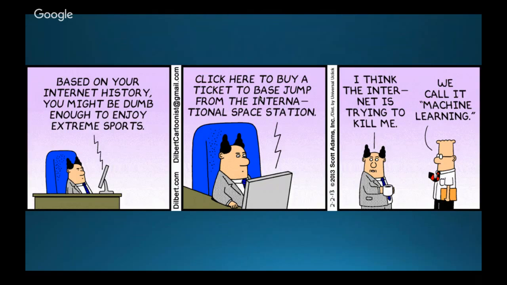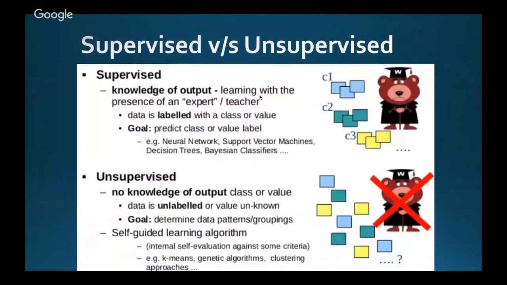At the same time, it's saying that you're dumb enough to enjoy extreme sports. And then the boss goes back, and this is what he thinks: "I think the internet is trying to kill me." And here we have the master stroke coming. We call it machine learning. Yes. So depending upon your data inputs, the machine knows what kind of decision to take for you and what kind of solutions to show you. Okay, friends. Then moving on to the next slide.